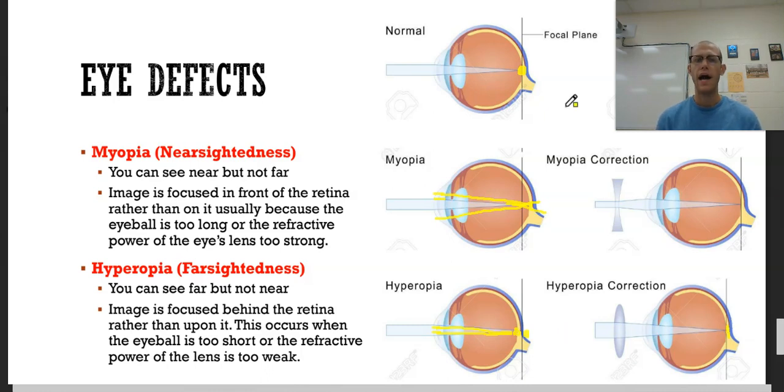So reasons why you might have these eye defects. Sometimes it's just something you're born with where your eye is too long. That would be a case of myopia. See how it's longer than the normal eye. Or same thing with hyperopia. Maybe your eye is too squished together.